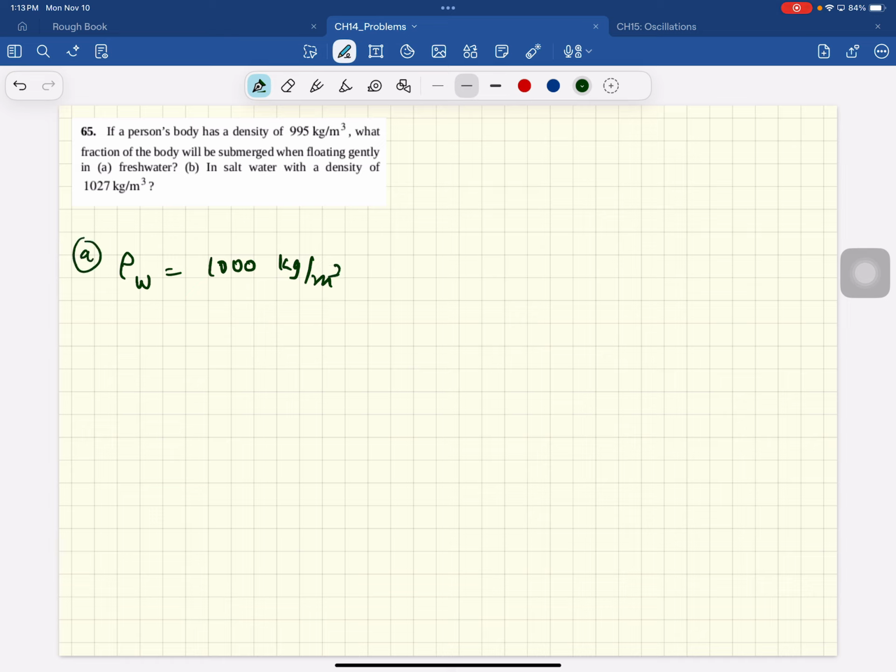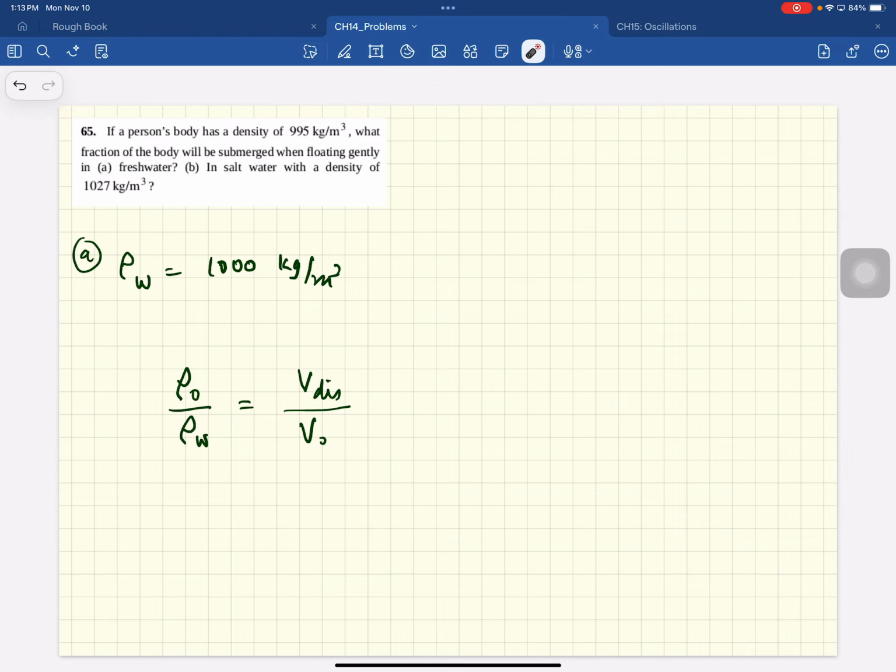Okay, so when an object is floating in a fluid, the density of the object divided by the density of the fluid, in this case water, is equal to the volume displaced divided by the volume of the object. When the density of the object is less than the density of the fluid, this number is less than 1, and then this can have a solution which is less than 1. So the displaced volume will be less than the volume of the object.